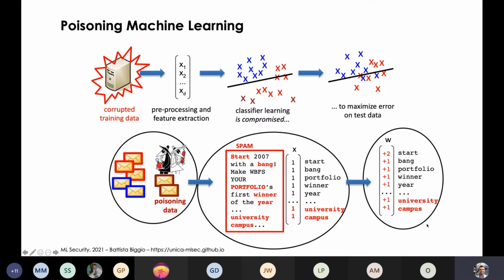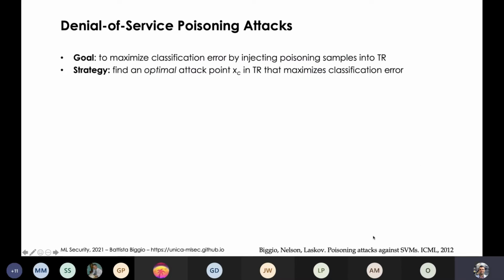Because if the notion is clear, then I can move on to define the problem a bit more formally. This is the goal that we have, right? Maximize the error on clean test data. And the attacker has the ability of injecting poisoning samples into the training set. So that's the setup. Now, we can start by focusing on an attacker that injects just one training point for which we fix the label.